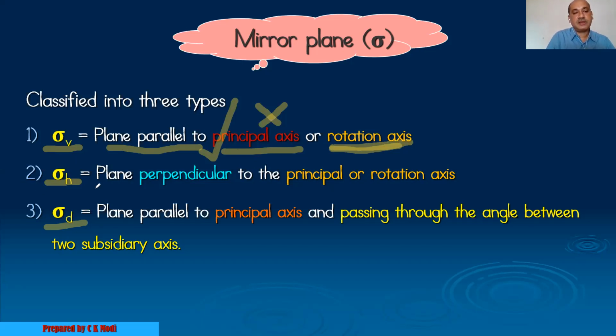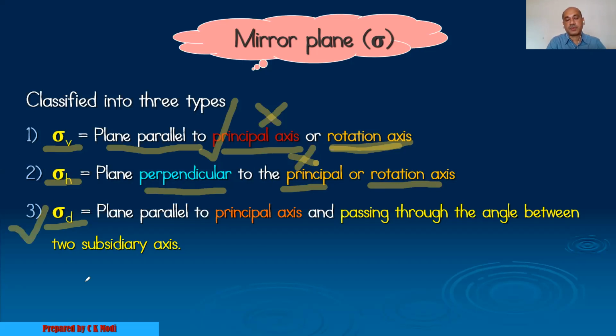Now sigma H. This is the mirror plane which is perpendicular to the principal axis, or in absence of a principal axis, which is perpendicular to the rotation axis. Okay. So one plane, sigma V, is parallel to the principal axis, or in absence of a principal axis, we consider it parallel to the rotation axis. Sigma H is the mirror plane which is perpendicular to the principal axis, or in absence of a principal axis, perpendicular to the rotation axis.